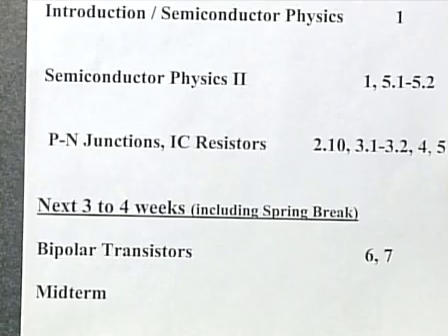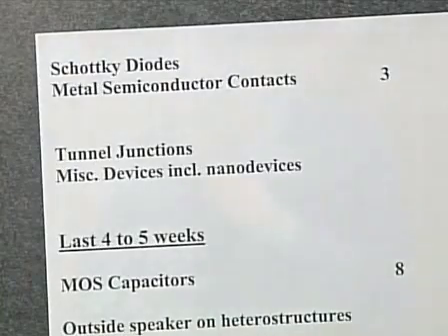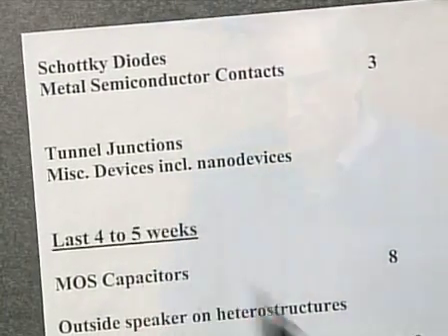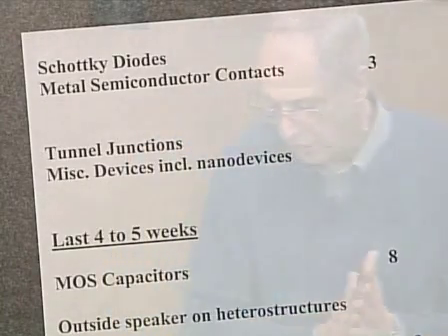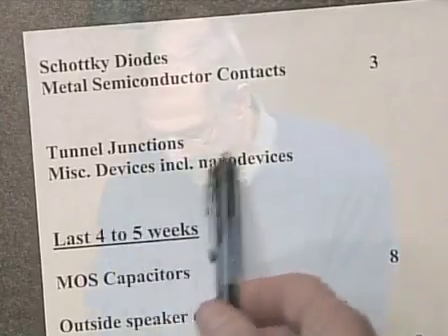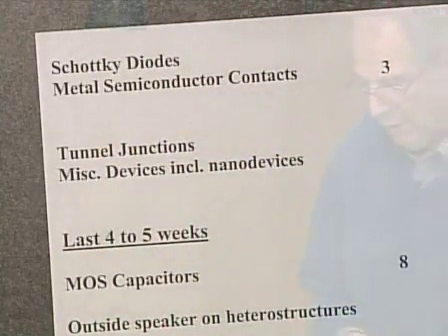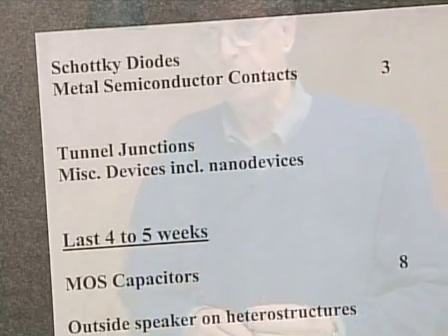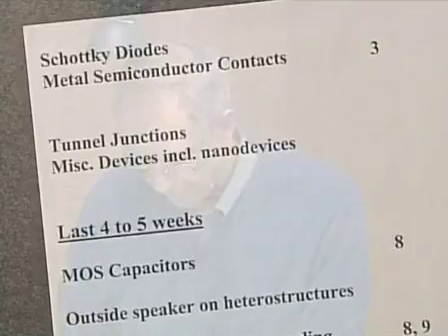And then we cover Schottky diodes, metal semiconductor devices, and I slip in a few ideas on tunnel junctions and a couple of miscellaneous devices at this time. Tunneling properties are becoming more important for modern devices. It's good to know what's meant there.